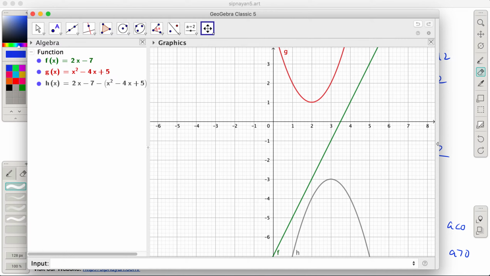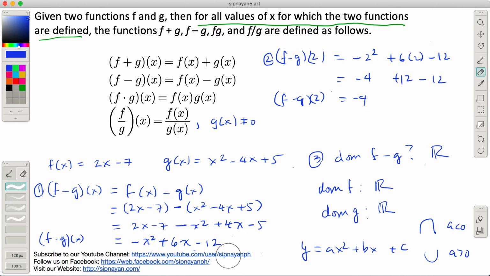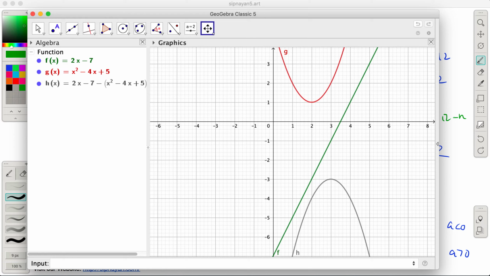Okay, so nasaan yung kanina? Yung negative 4, di ba? So pag ginawa nating 4 yun, ano mangyayari? Pag 4 ito, magiging 4 plus 12 minus 12, di ba? Magiging 4 siya. Pero ang tamang sagot natin, negative 4. So, ano ang f minus g of 2? Ang f minus g of 2 is the same as h of 2, di ba?